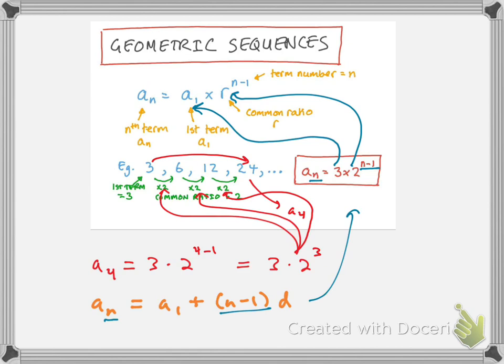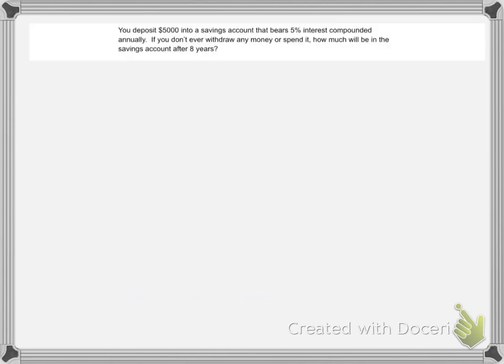Now we're going to run through an example that's maybe a little out of the box. We're going to look at a geometric sequence that would occur in an actual application in real life. Okay, let's take a look at this one. You deposit $5,000 into a savings account that bears 5% interest compounded annually. If you don't ever withdraw any money or spend it, how much will be in the savings account after 8 years? This doesn't seem like a geometric sequence problem, but it is actually, and here's why.